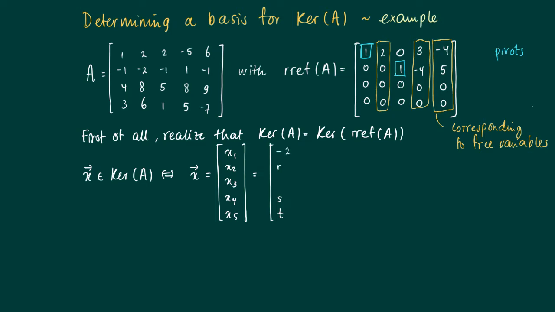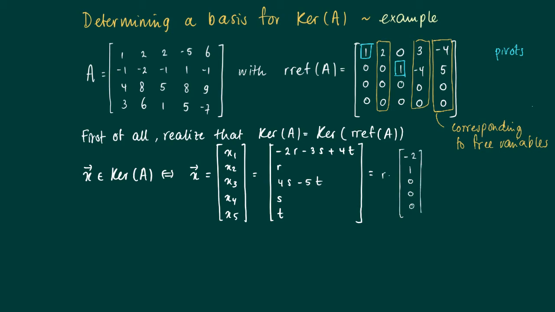Then we may express x1 as minus 2r minus 3s plus 4 times t, which we can clearly see by looking at the first line. And we may proceed. So x3 is 4 times s minus 5 times t.